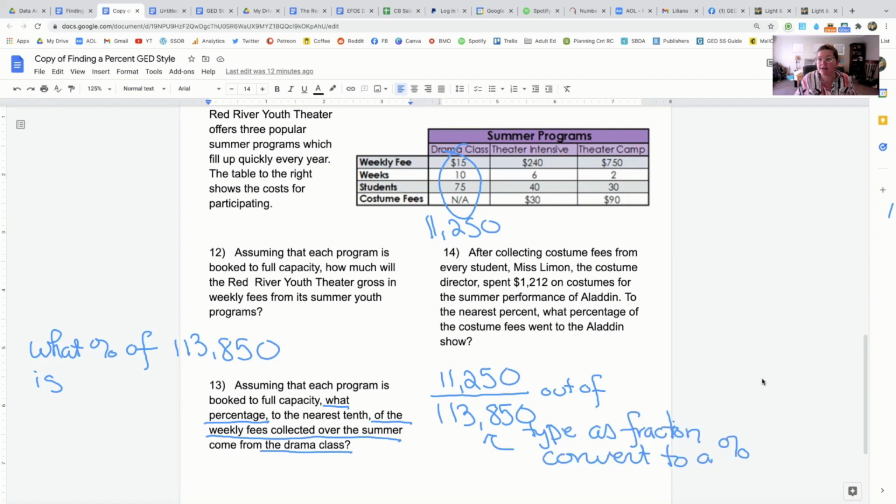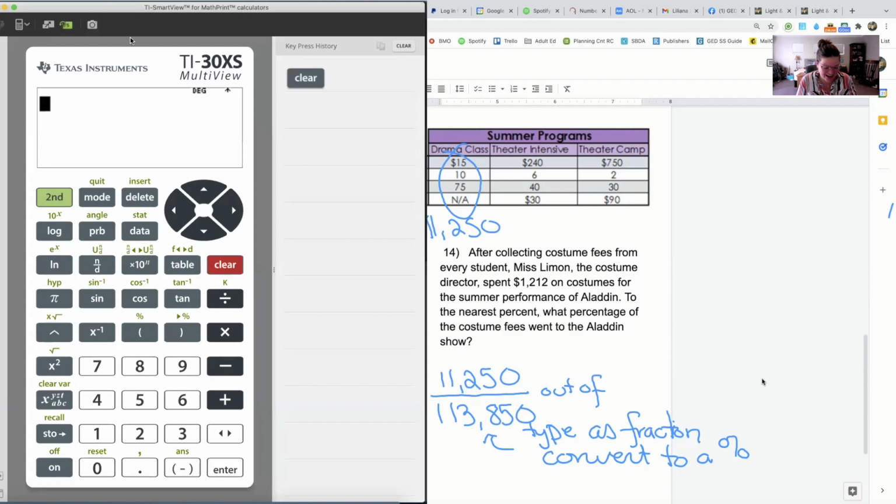There are three common ways to talk about pieces and parts of numbers: fractions, percents, and decimals, and you can convert back and forth either by hand or in your GED calculator. That's my favorite way. Okay, so here we go. I'm going to put it in as a fraction first.